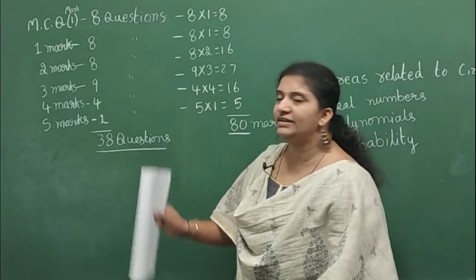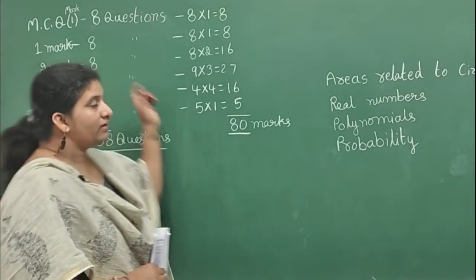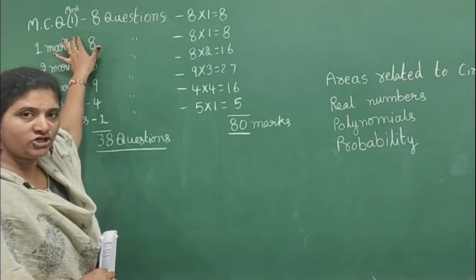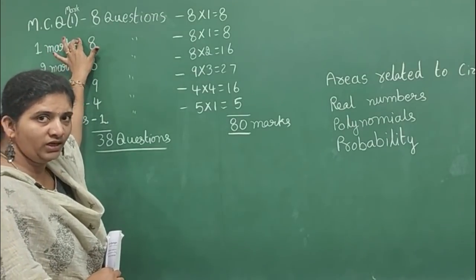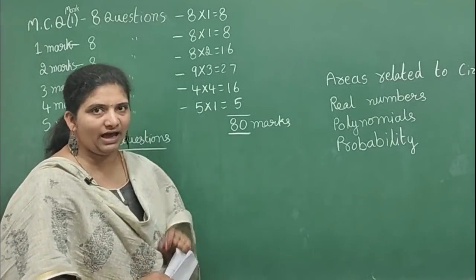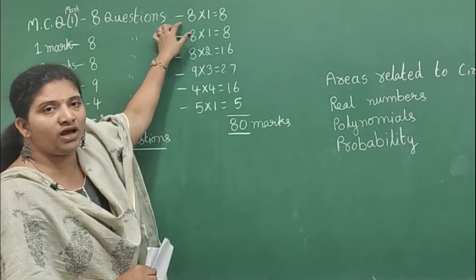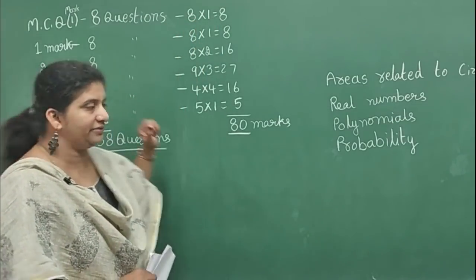The question paper contains 38 questions. In that, first main: multiple choice questions, each of 1 mark. You need to choose one option, and with the option, you need to write the answer. Like that, you have 8 questions, each carrying 1 mark. 8 into 1 will be 8.